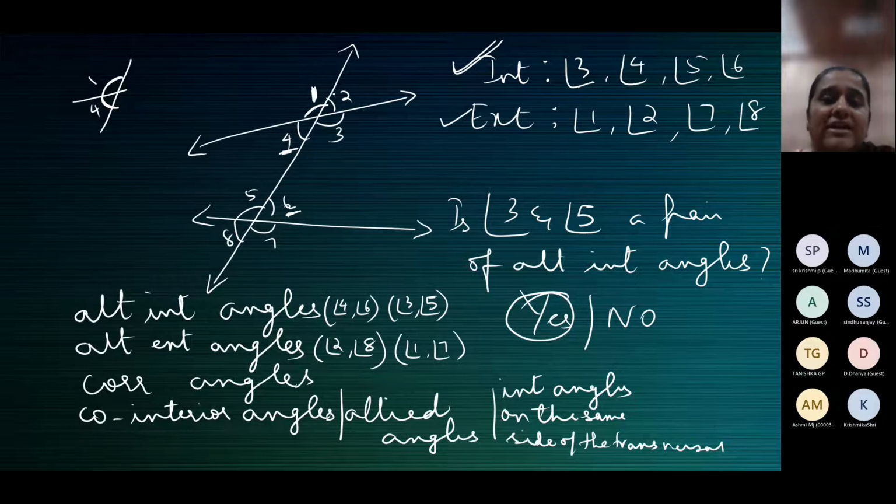See, I'll tell you the different linear pairs here. 1 plus 2 is 180. 2 plus 3 is 180. 3 plus 4 is 180. 4 plus 1 is 180.